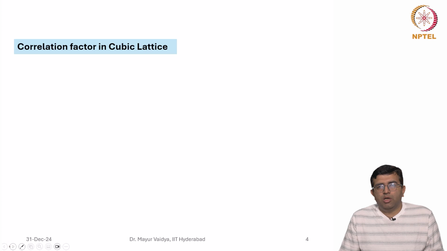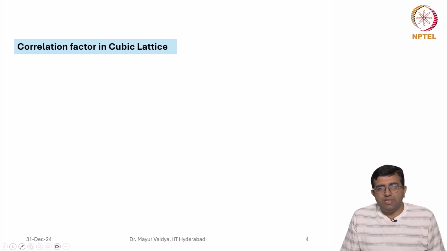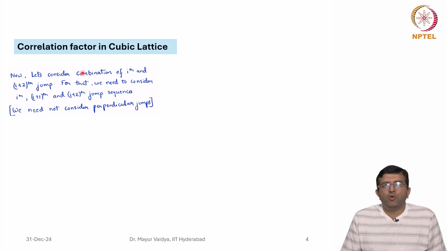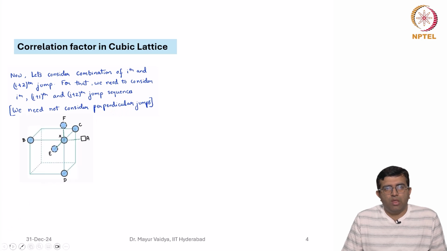Now, how do we consider the i and i plus second jump? To consider the combination of ith and i plus 2 jump, we also need to consider the ith, i plus 1 and i plus 2 jump sequences. In this case, we will not consider perpendicular jumps because we know that the cos theta for them will be equal to 0.